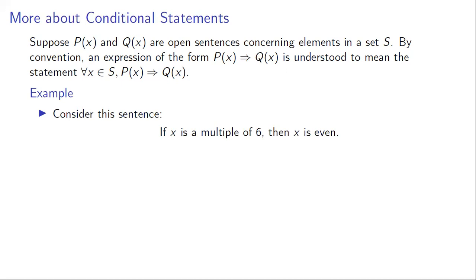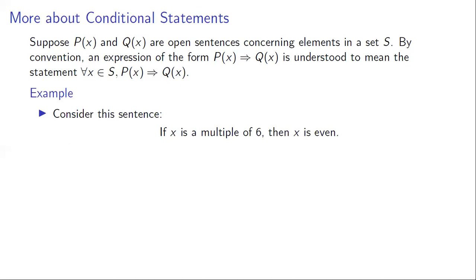So here's an example. Consider this sentence. If X is a multiple of 6, then X is even. Now, just looking at this by itself, you don't see anything that says that this applies in all cases. It doesn't say explicitly that this applies in all cases. It just says if X is a multiple of 6, then X is even. So maybe X is just one particular value, right?